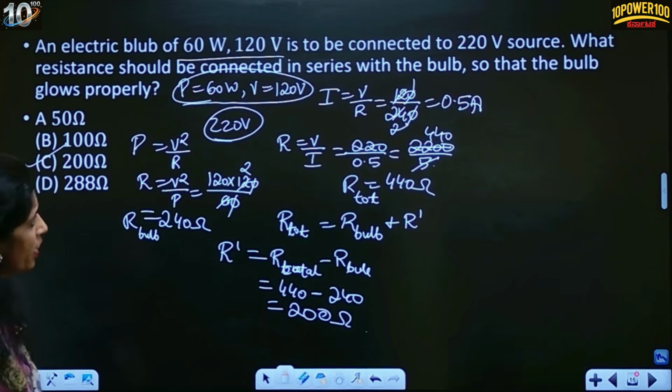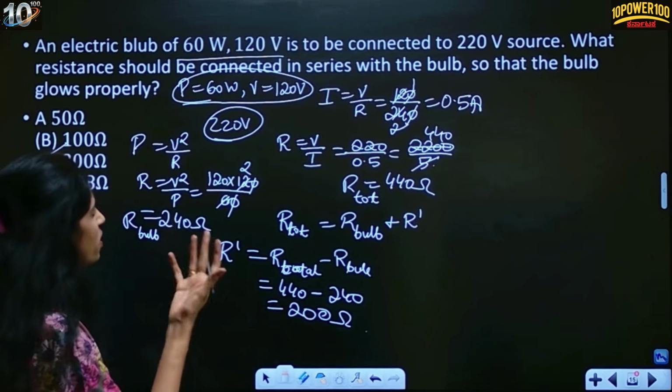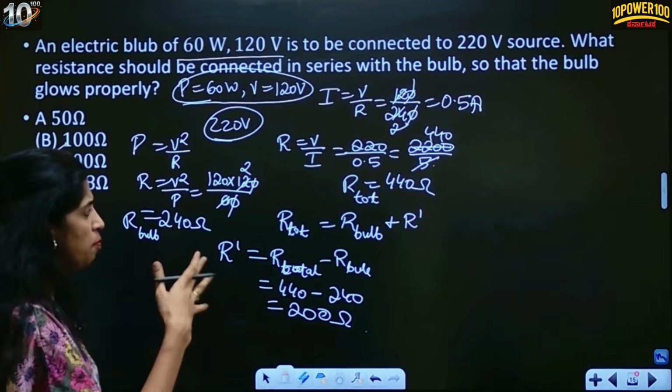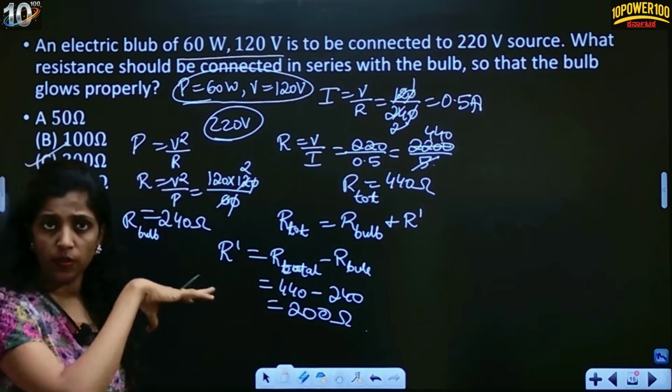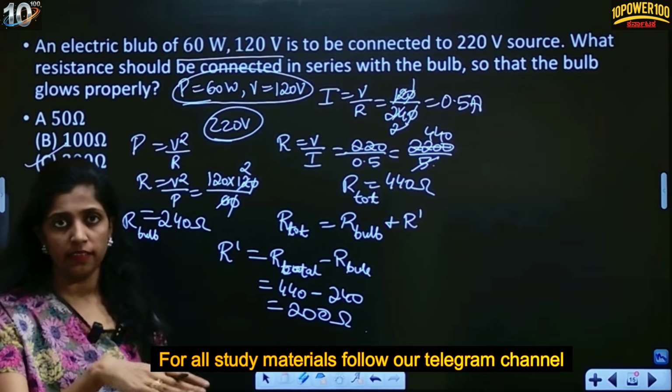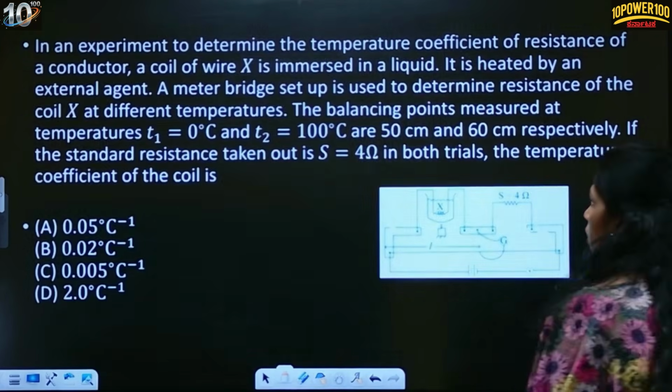In case you have any other method to do it, okay. I don't think you can do it more easily, and it's a very simple question. You just have to find the resistance of the bulb, and then the total resistance, and then just subtract it. Okay, that's it. Fine.